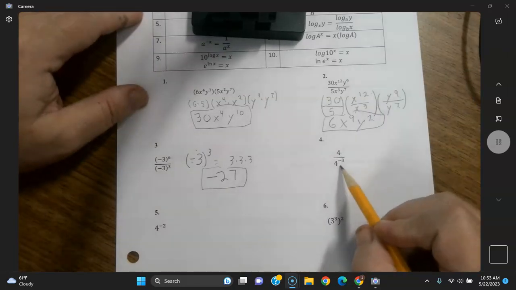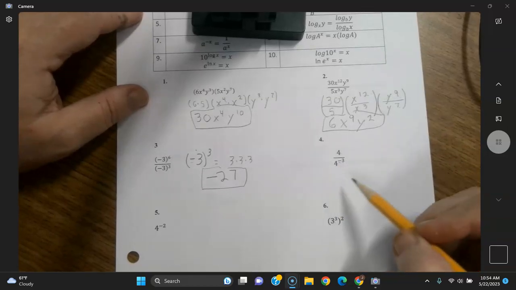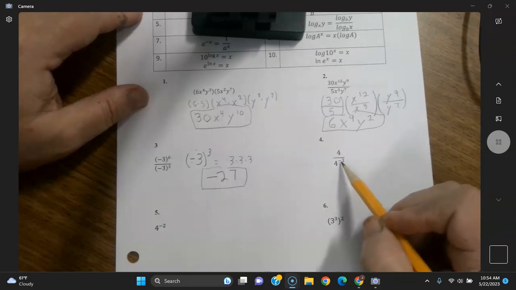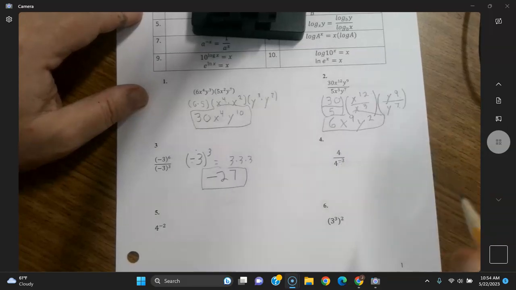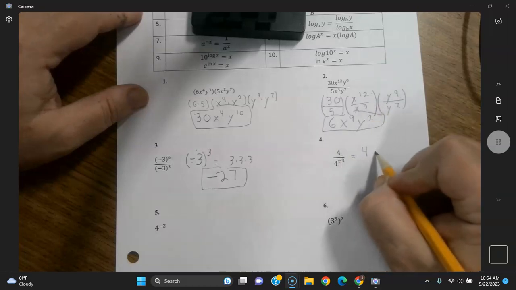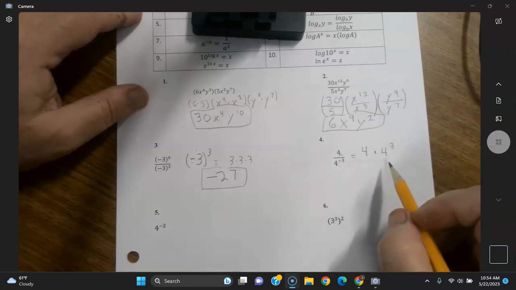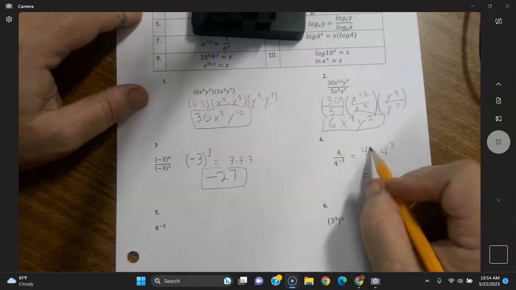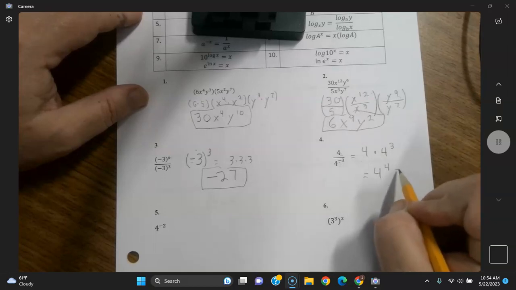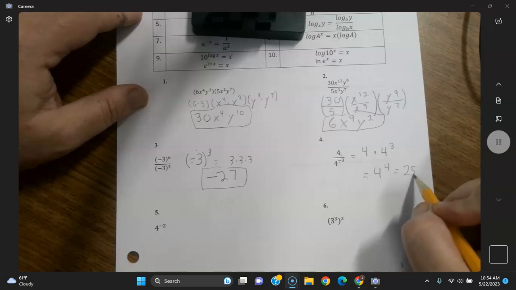Okay, so now we have 4 over 4 to the negative 3rd. So what a negative exponent does is you take the reciprocal. If it's on the bottom, you put it up on the top. If it's on the top, you put it on the bottom, and you change the sign on the exponent to a positive. So this is going to equal 4 times 4 to the 3rd power. And if you want to combine those, 4 to the 1st times 4 to the 3rd is 4 to the 4th power. And that's 4 times 4 times 4 times 4. That would be 256.